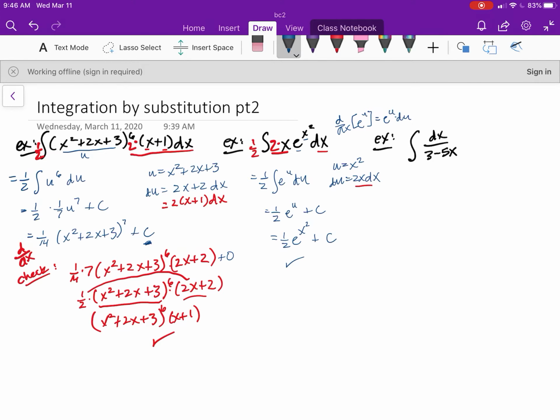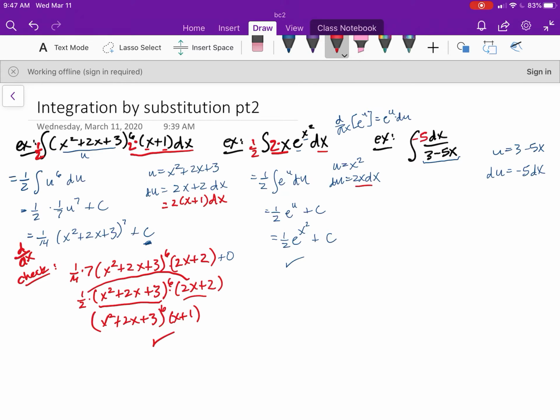All right, last example. We don't have parentheses. We don't have a square root. We don't have an e. So what the heck, how do we proceed? Well, sometimes, like I said, trial and error, but I have a lot of practice here, so I'm going to skip the trial and error. That is going to be u. That's the ugliest part. That's my guess. Let u be the denominator, 3 minus 5x. du then is negative 5. Remember the dx.